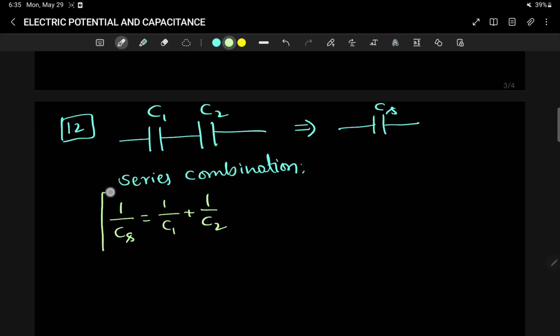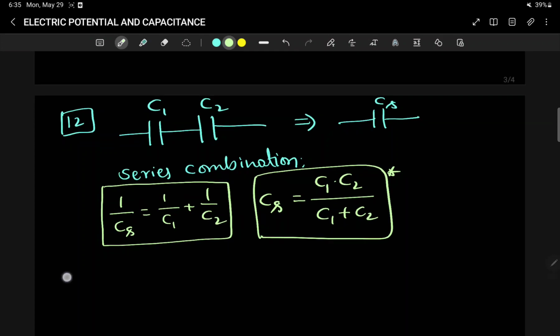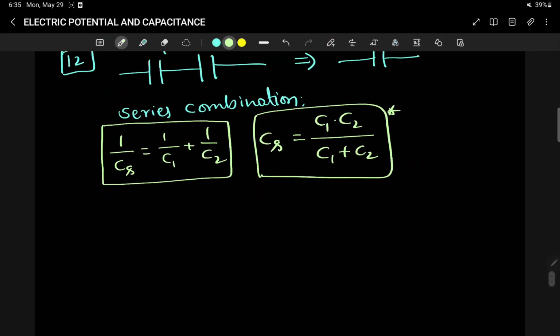Or for our convenience, for numerical purposes, we solve this and keep it like this: Cs is equal to C1 C2 divided by C1 plus C2. Please make sure you use this formula for exam and numerical purposes, because if you use the other one, you have to take LCM and then solve. But if you use this, it will be very easy.